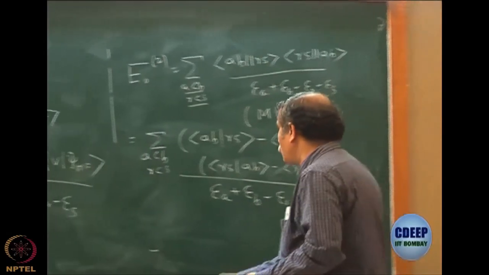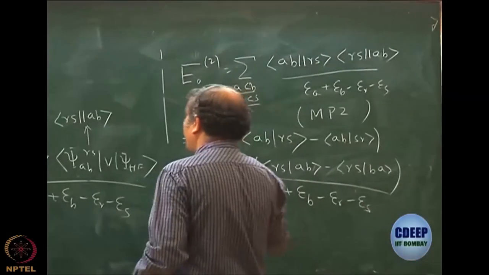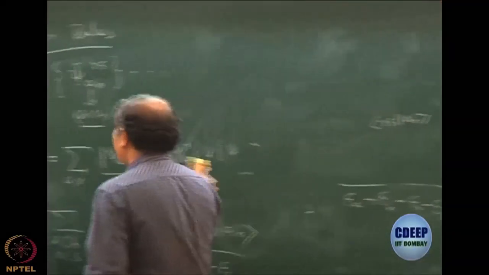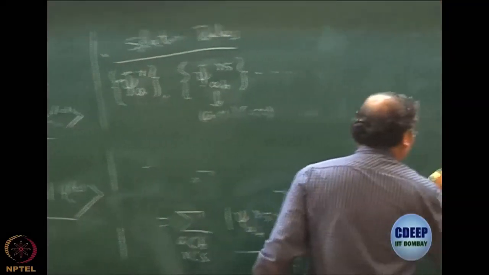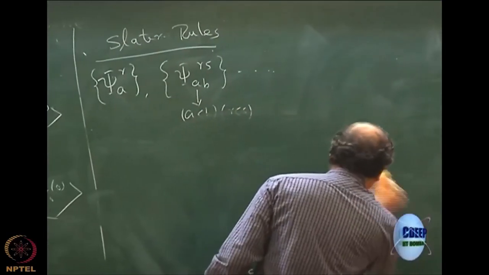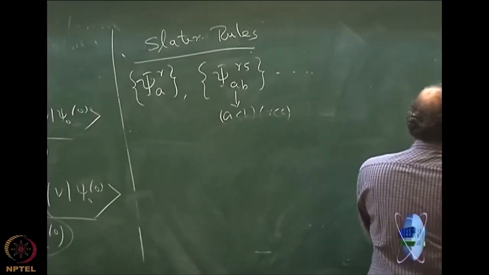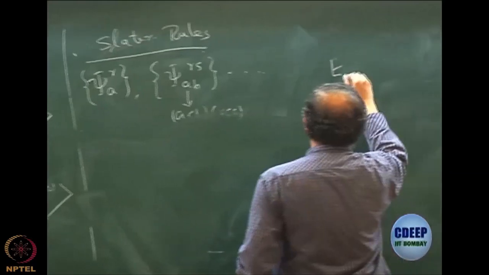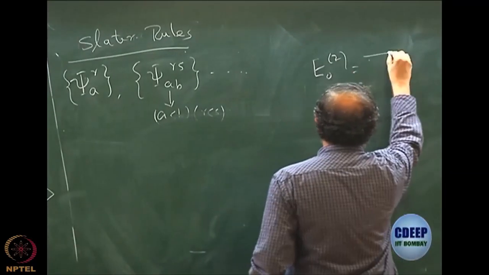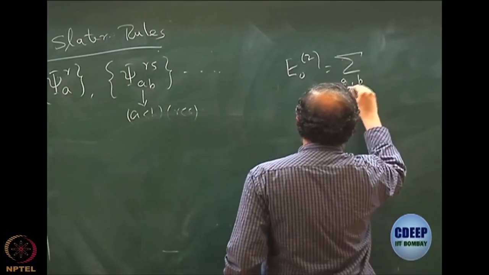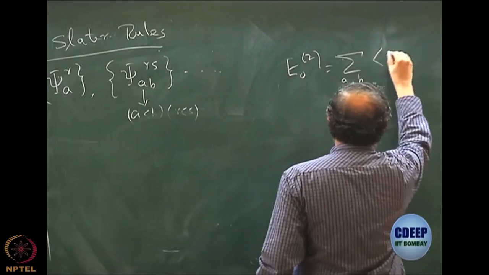So what you should first do, before you can actually analyze this term in terms of regular integral, is to write this with all AB, all RS. So how will you write this? The first term itself, E naught 2 in anti-symmetrized integral, I want to write this as all AB, all RS, because then I can do lots of dummy variable interchange.